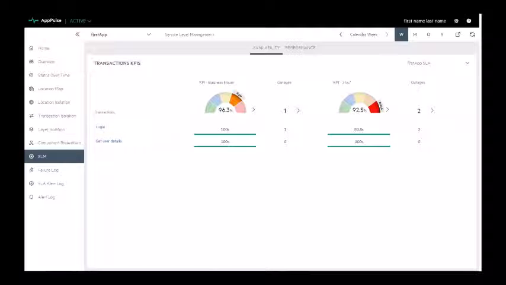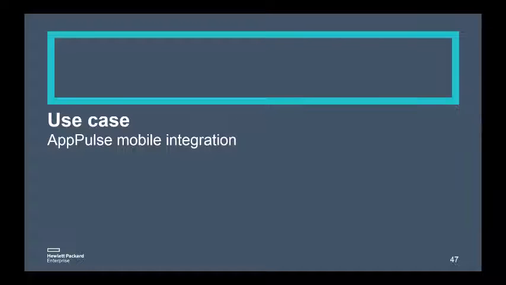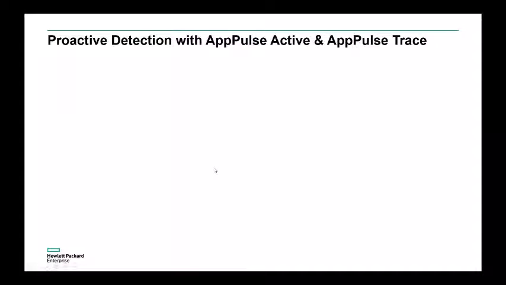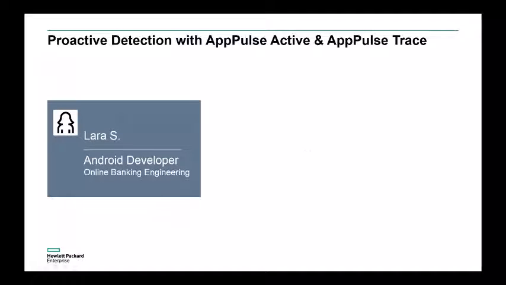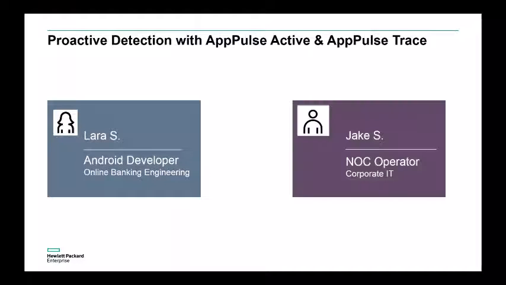Sure. So let me move now to the second use case. This is the apppulse mobile integration. And let's try and set up the use case just the same way we did it before. In this case, we are going to look into an application crash. We're going to try and detect that. And this will involve Lara, who's the Android developer, and again, Jake, who's the NOC operator.